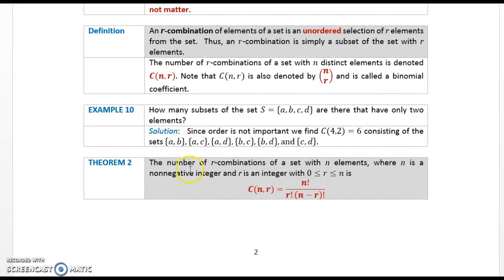Example 10. How many subsets of the set S equal {A, B, C, D} are there that have only 2 elements? Since the order is not important, we find C(4, 2) equals 6, consisting of the sets AB, AC, AD, BC, BD, and CD.